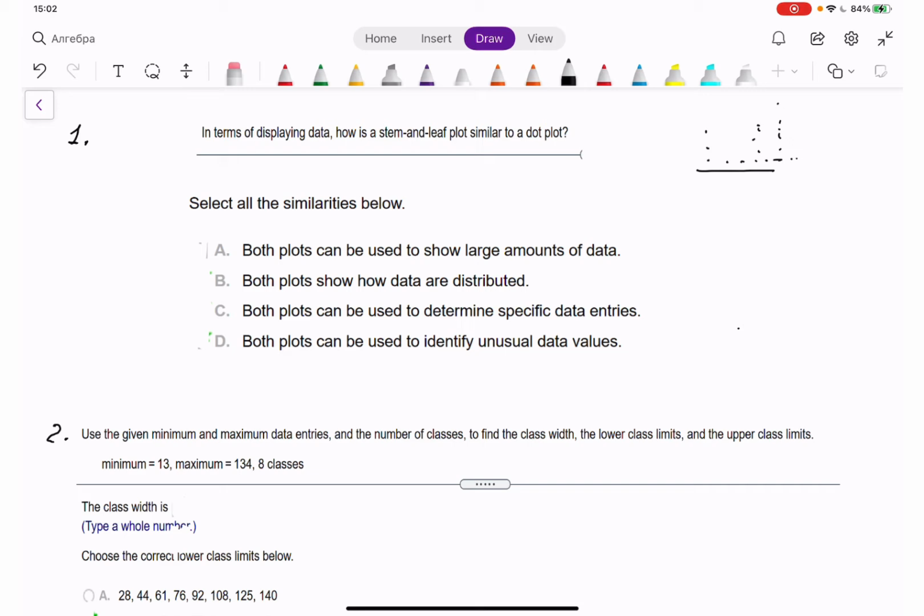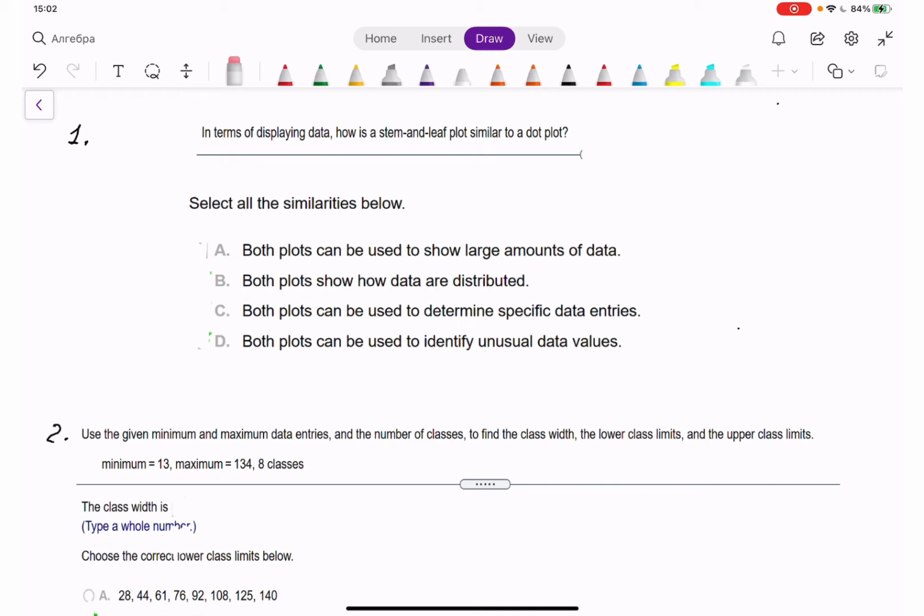In a stem and leaf plot, instead of dots we write leaves, let's say 1, 2, 3, 7, 8. For the position of leaves, we are using the numbers in the data, and so on. Okay. So what is the similarity between a dot plot and a stem and leaf plot?